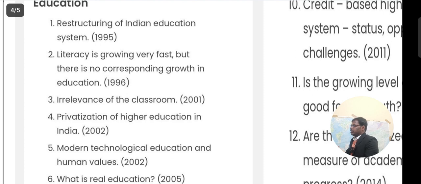Whenever the evaluator evaluates your answer sheet, he looks for a little bit of motivation from you. If he gets that, then he will give more marks, otherwise he will completely reduce those marks. This is what I'm telling you.